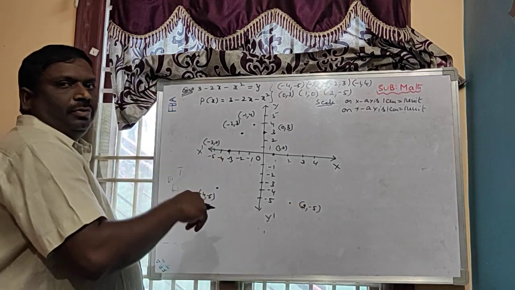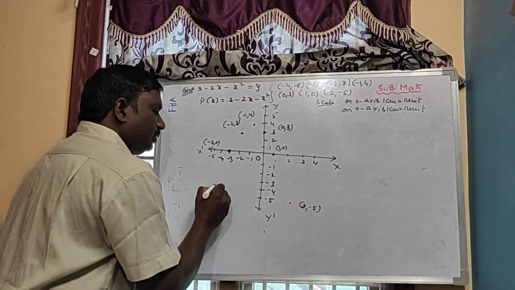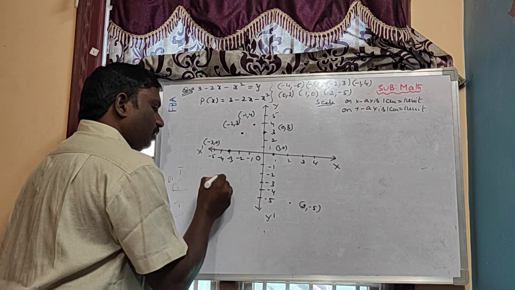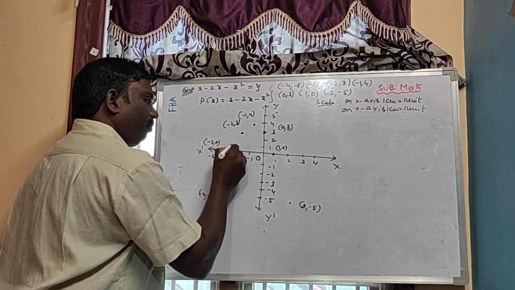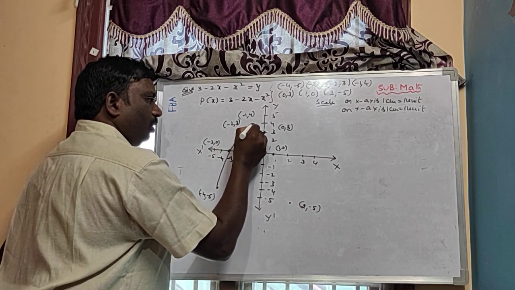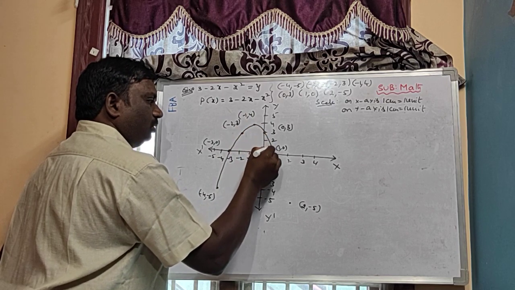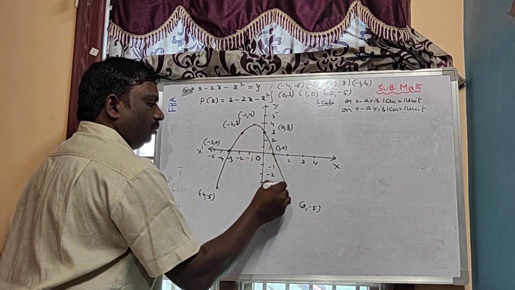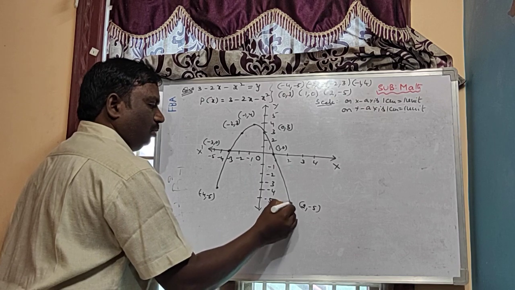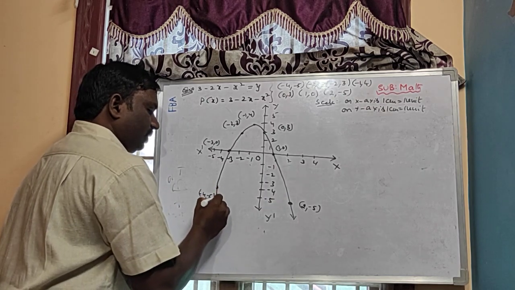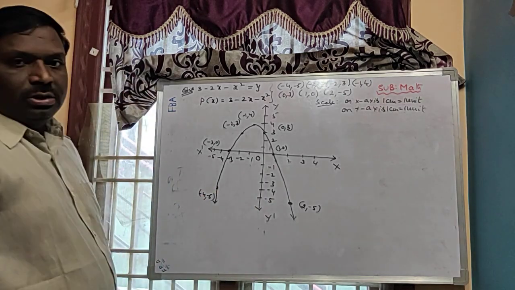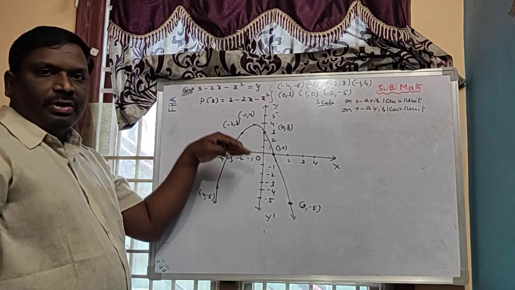We have to join these points with a freehand diagram. Freehand diagram means without using the scale, just join the graph. If you join the graph, you have to extend the graph on both sides. So identify the shape of the parabola.